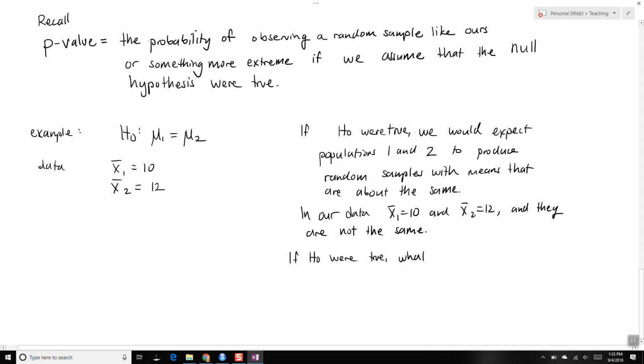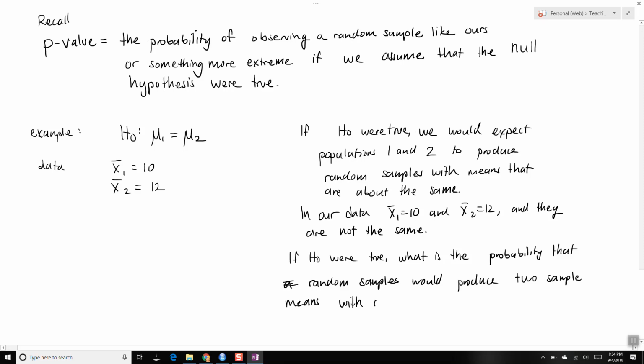If the null hypothesis were true, what is the probability that random samples would produce two sample means with a difference of 2 points or more?